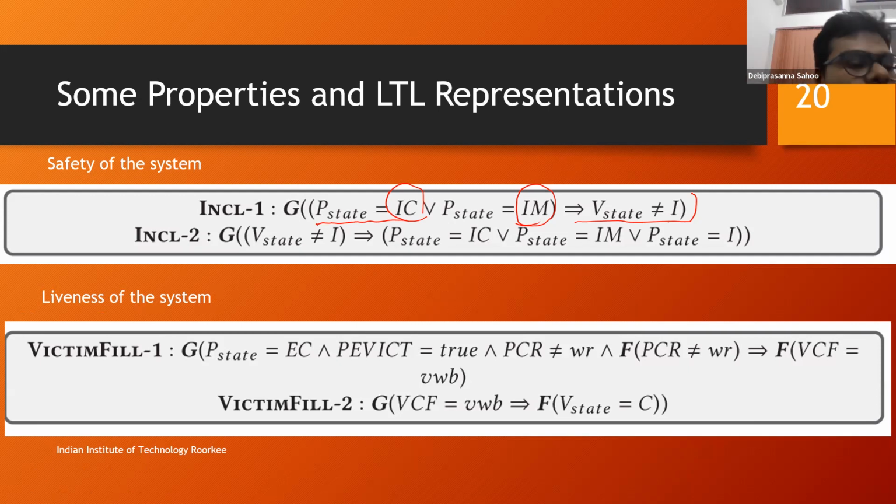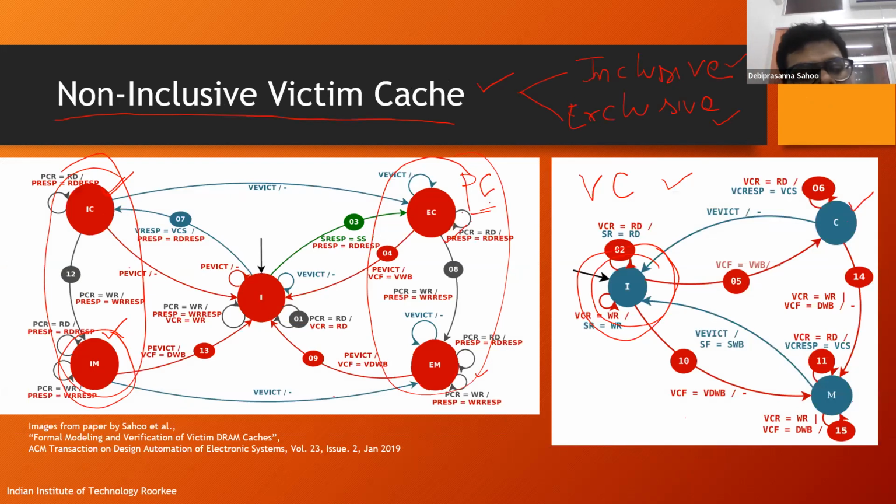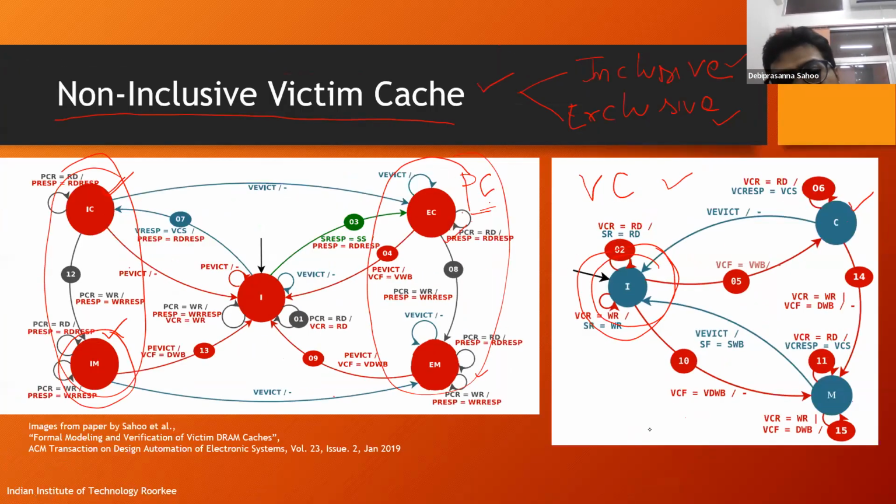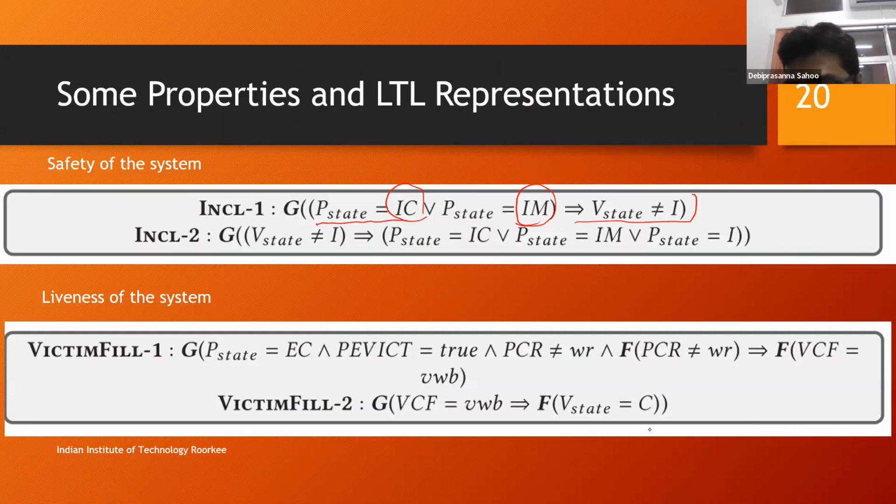Similarly, if we go to liveness of a system, we are going to describe a property known as victim fill. What is victim fill? If you are going to evict something from the predecessor cache, you are going to install it into the victim cache. That's the property known as victim fill.